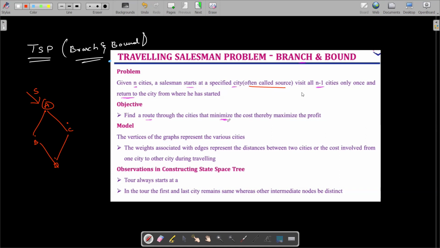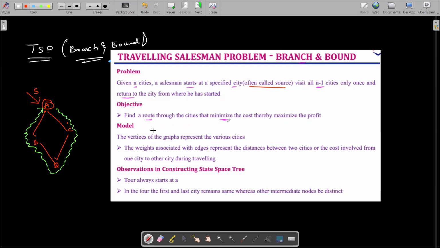Often called the source. Visit all n minus 1 cities only once and return to the city from where he started. If he started from A, he has to visit C, he has to visit D, he has to visit B, and again he has to visit A. That is the rule. Wherever you start, you have to visit all the cities, and after visiting all the cities, you have to come back here. So that is the rule.